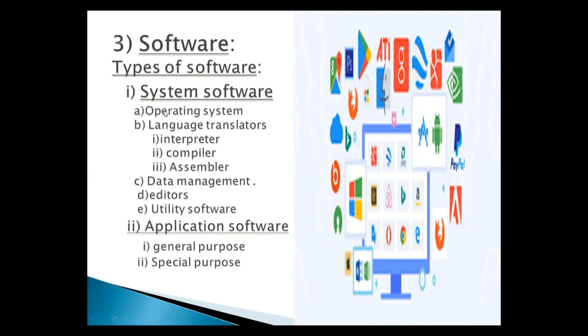Number one is operating system. Number two is language translator. Language translators are divided into three types: interpreter, compiler, and assembler. Number three is data management system, editors, and utility software. Number one is operating system.